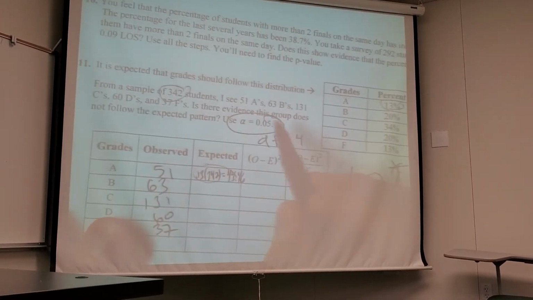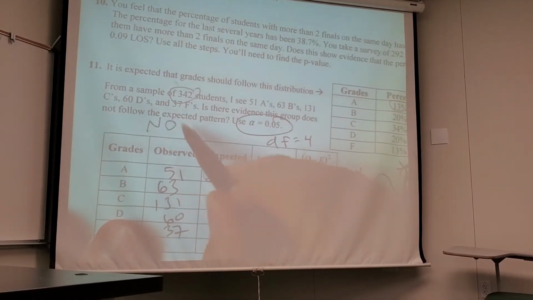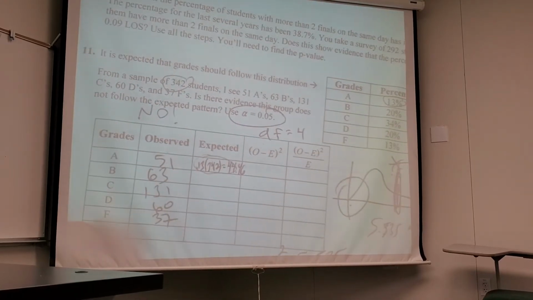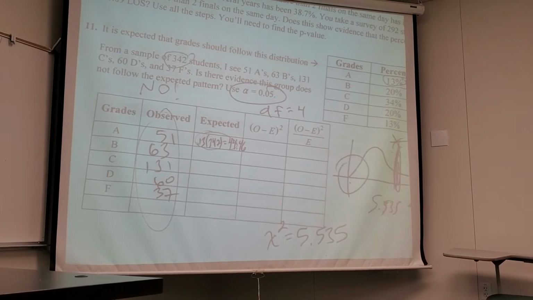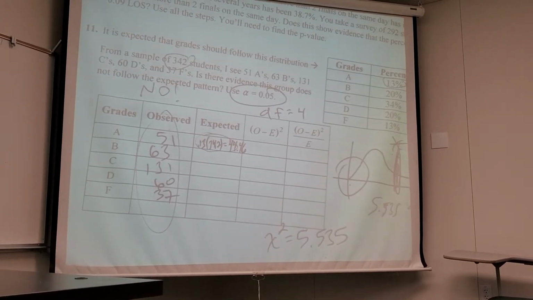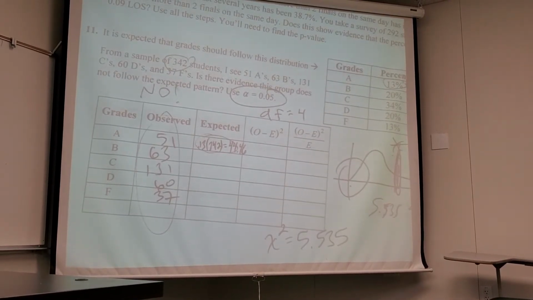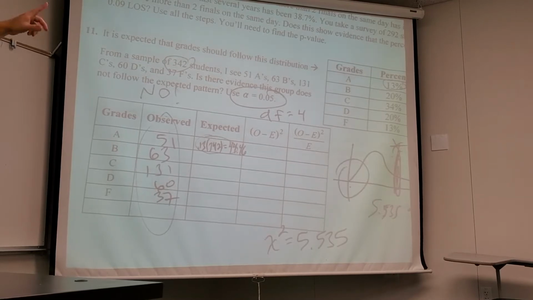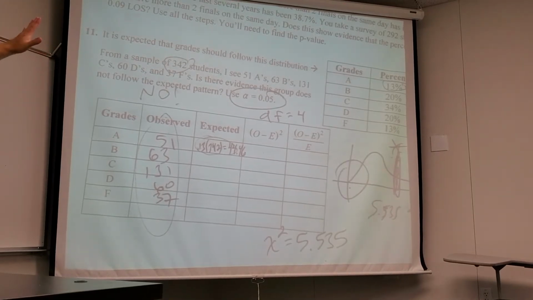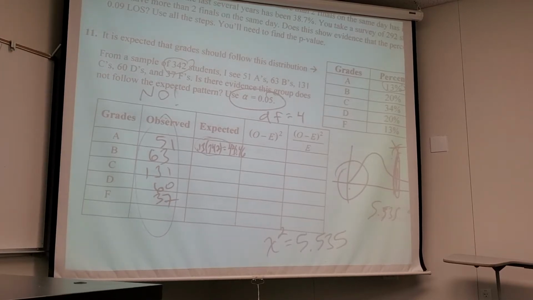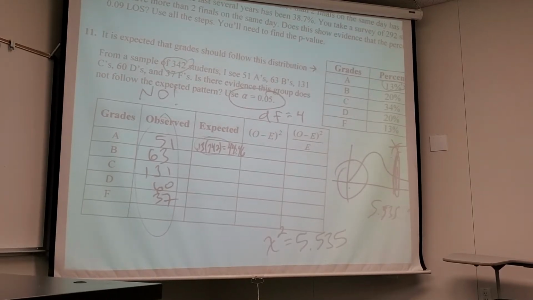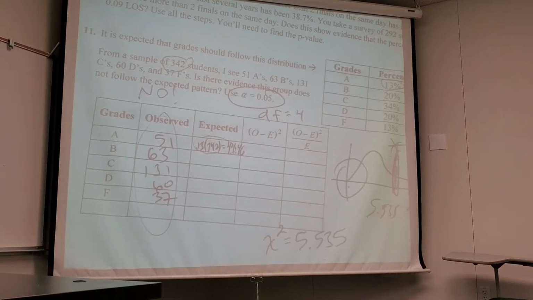So is there evidence this group does not follow? No. And that kind of jives with what we saw just looking at the data. It looked roughly normal. I told you this was going to be like a test for normality, like the percentages we use for 5 categories. So we didn't find evidence that it's not normal. It looks like it is normally distributed.